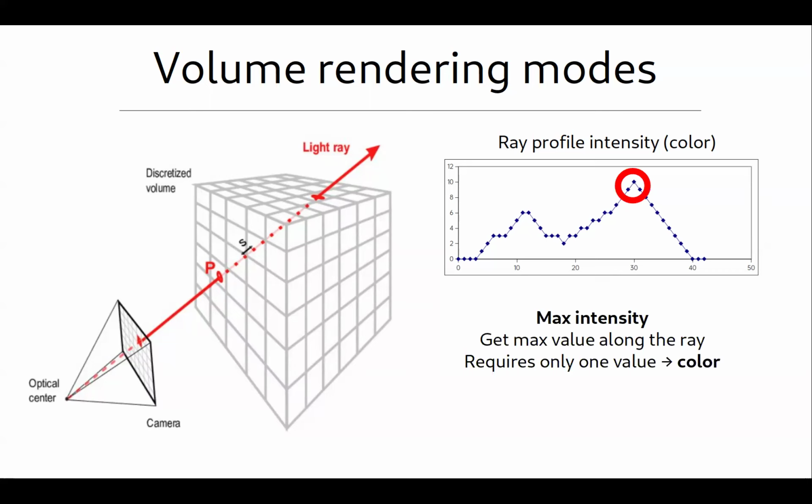From that point of view, it needs only one value. You take the maximum value along the ray inside your volume, and then you convert it into the color. This is pretty simple.